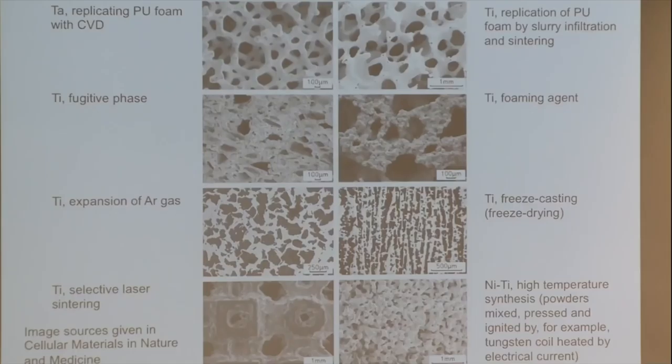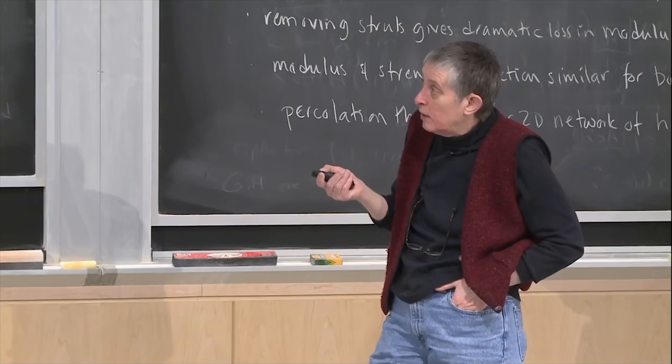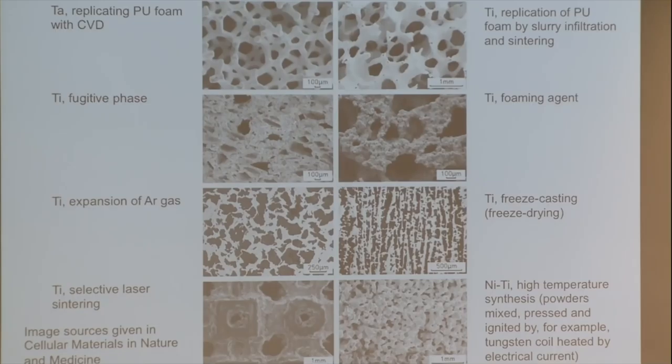This one here is made by another replica process. They take an open-celled polyurethane foam, they infiltrate it with a slurry which has titanium hydride particles in it. And you remember when we talked about processing of the foams at the beginning, I said if you heated up the titanium hydride, eventually the hydrogen would be driven off and you'd be left with the titanium. So they do that, and then they sinter it, and they get a titanium foam. This one's made by a fugitive phase process. So the idea with a fugitive phase is you burn off some phase. So you could mix powders, consolidate the powders, and you burn off one of the powders, and you're left with the other one. And then you need to sinter that together to make it have some reasonable mechanical properties.